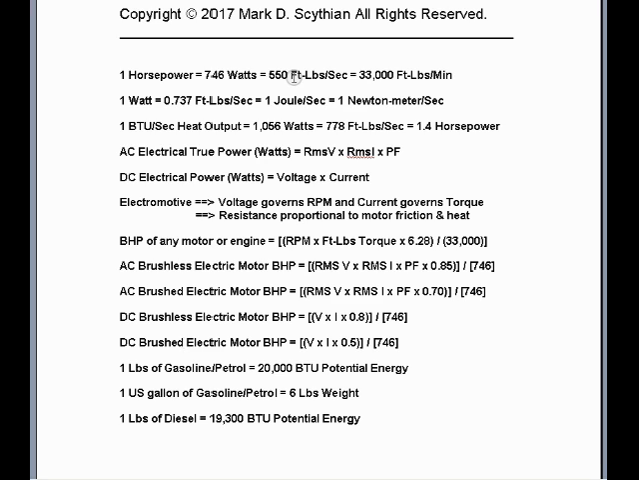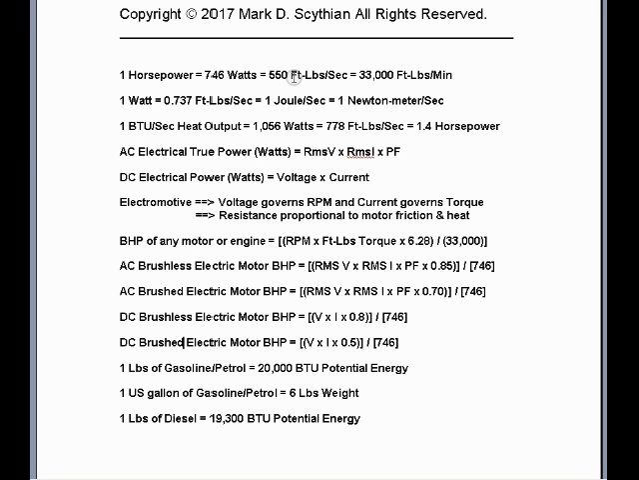AC electrical true power in watts is equal to the root mean square, or effective voltage, AC voltage, times the root mean square RMS effective current multiplied times the power factor. DC electrical power in watts is equal to voltage times current. I will be doing future lectures on both AC and DC circuit analysis, and I'll cover all the details of defining and solving AC and DC circuit analysis variables.